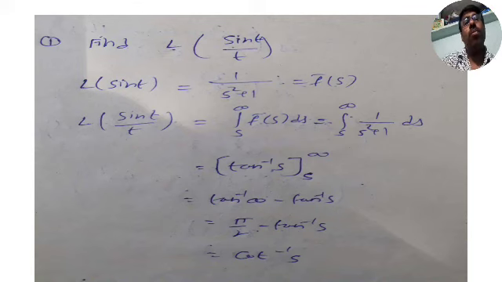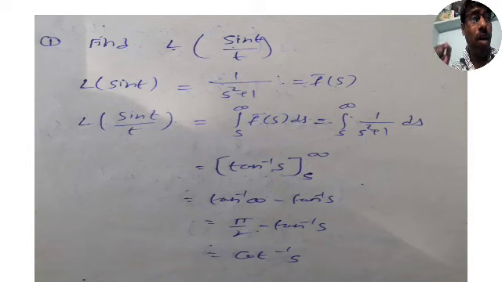So what is the first problem? It is find L of sin t by t. You see, by seeing the problem you can identify it. Sin t by t, division by t method. So except that division by t, what are the other terms? Other term is sin t.